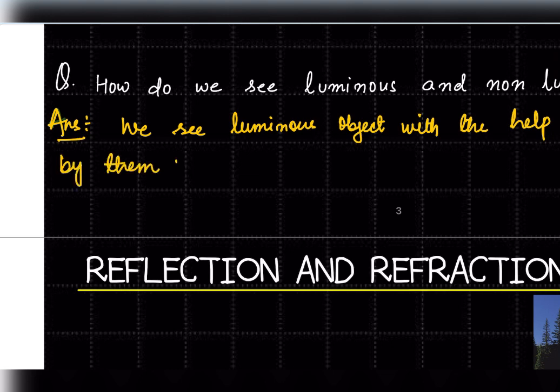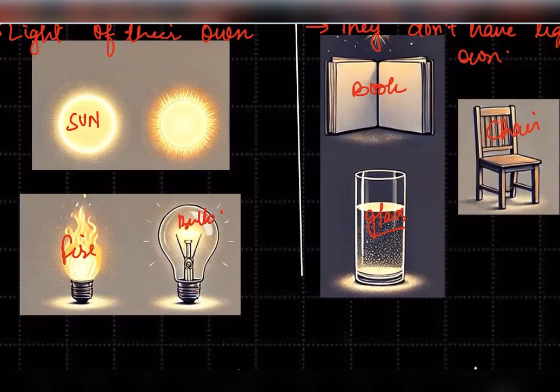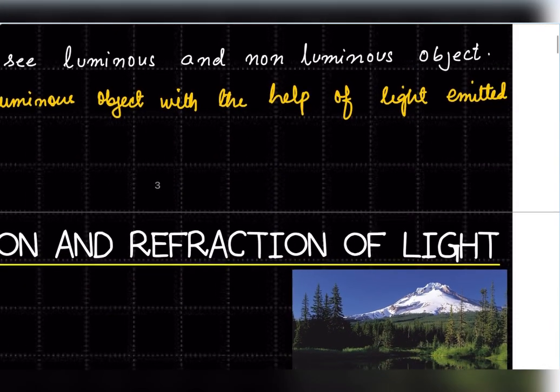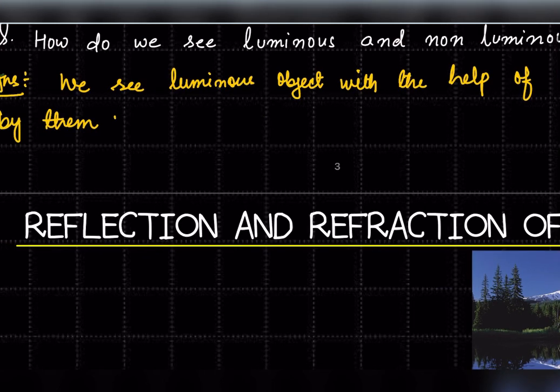Are you getting the point? How do you see the sun? We see the sun because the sun is giving light, and this light reaches our eye, and we see the sun. How do you see the fire? We see the fire because the fire gives some light, this light reaches our eye, and we see the fire. Simple, right? We see luminous objects with the help of light emitted by them.